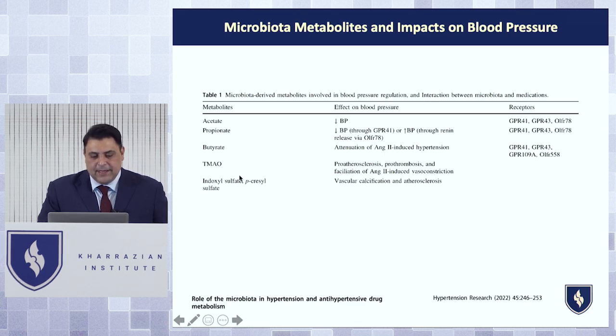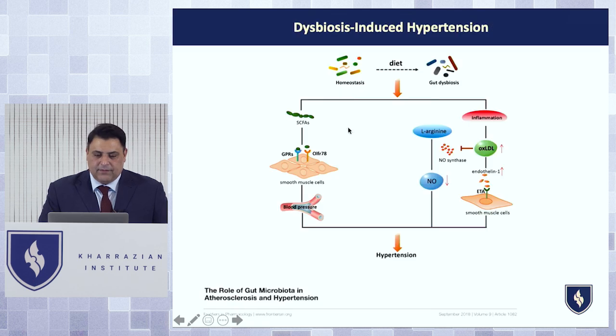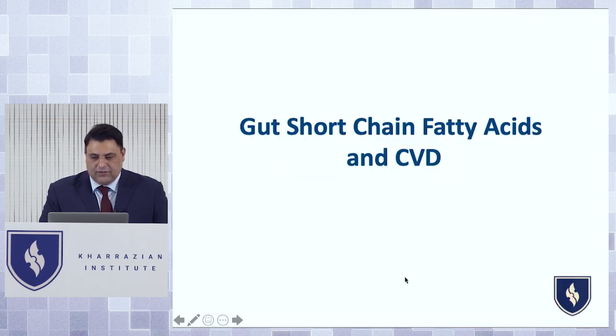And TMAO may also have some role in vasoconstriction in addition to atherosclerosis. That may be a factor as well. So now we're looking at these models of dysbiosis-induced hypertension, where you need to have lots of short-chain fatty acids and healthy amounts of nitric oxide and dampen the inflammatory response to combat hypertension.